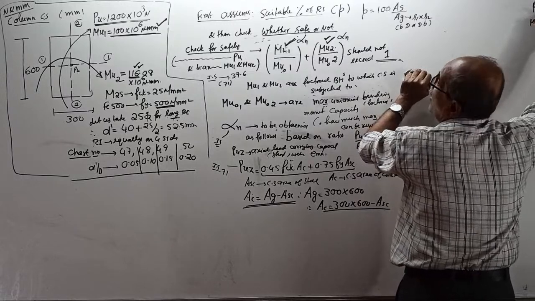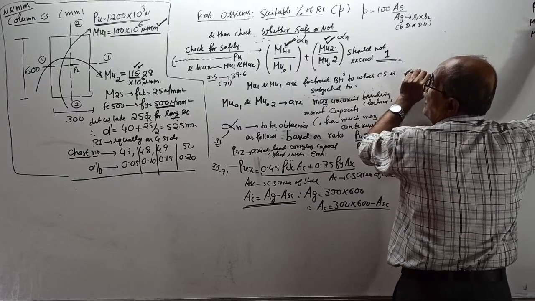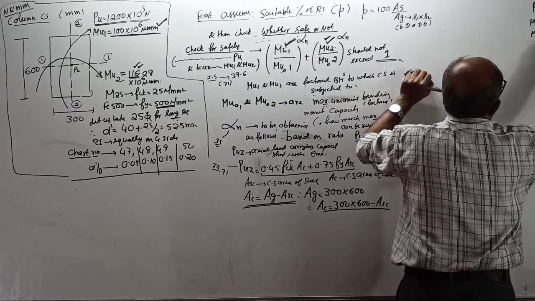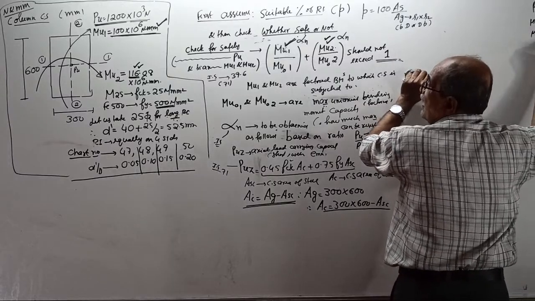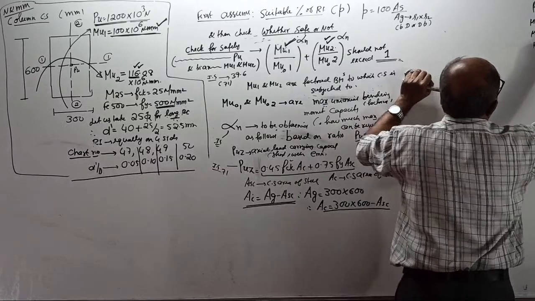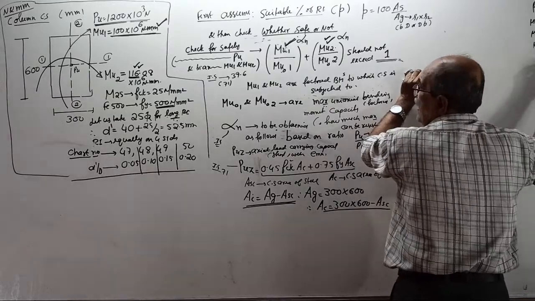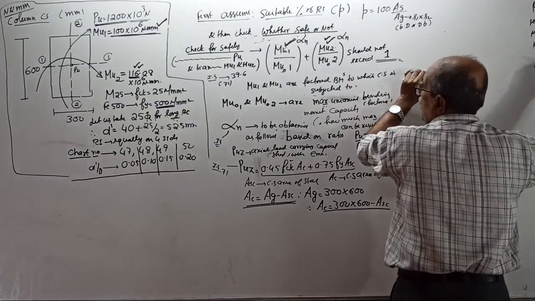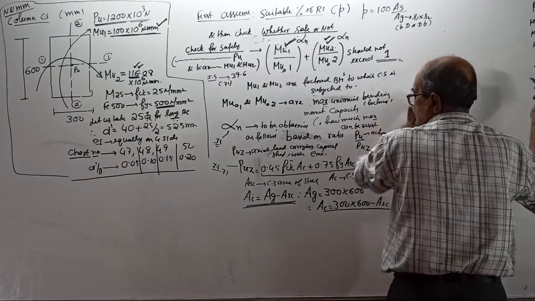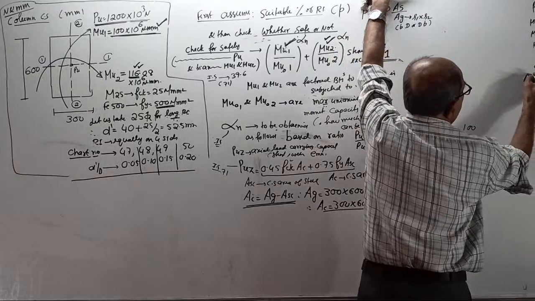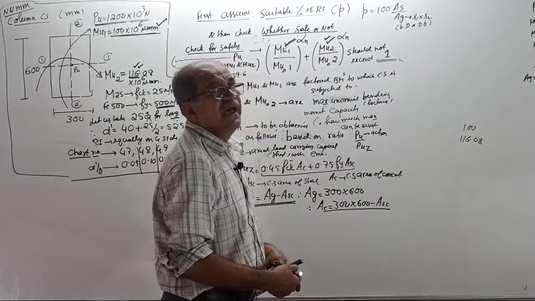MU1 is 100. MU2 is 116.08. Cross section, I remember, 300 by 600. My reference: M25 concrete, Fe 500 steel, chart number 47 to 50, and D dash equal to 52.5, and that's all. And gross area I'll write later. Gross area is 300 by 600. Now ASC required.